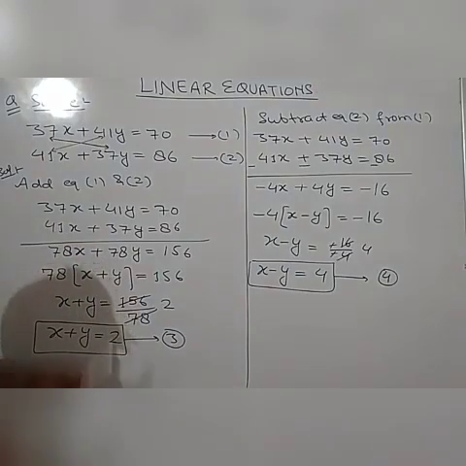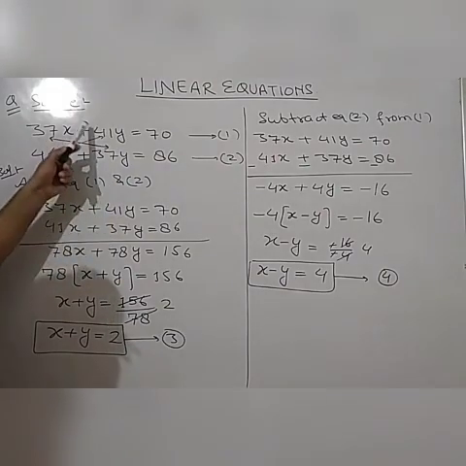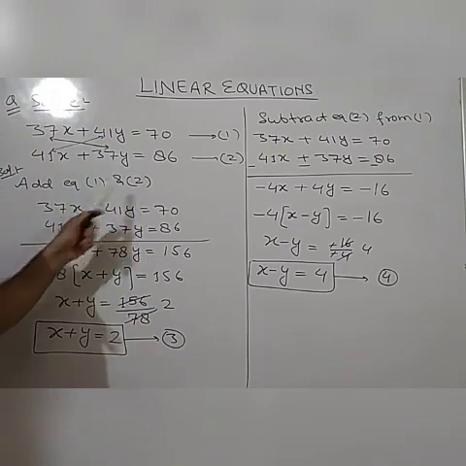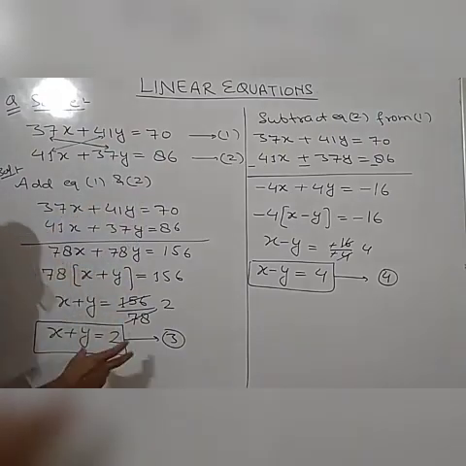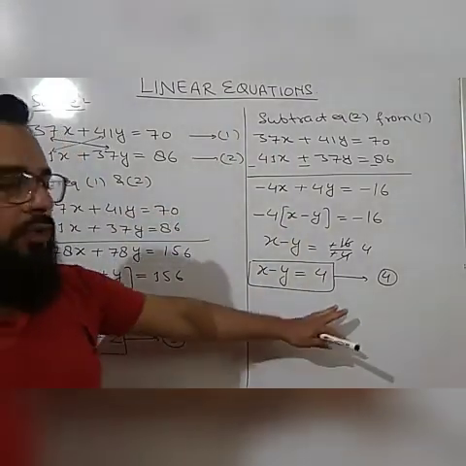So what we have done? First we check the question. Here the coefficients are interchanged. Whenever the coefficients are interchanged, then first we have to add both the equations. We will get the third equation. Then we have to subtract both the equations. We will get the fourth equation.